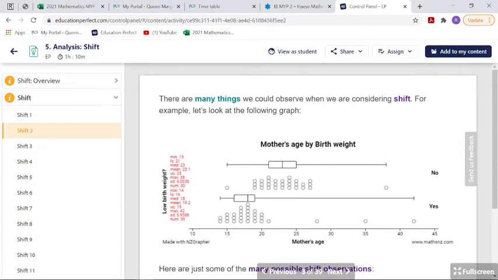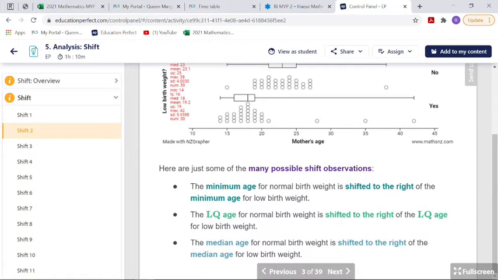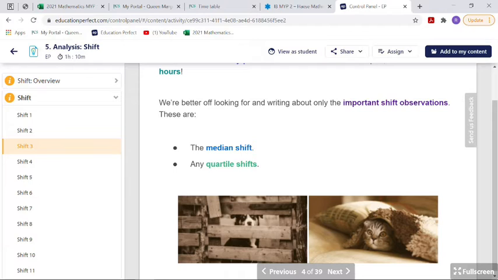All right, here we go. So there are lots of things you could talk about when you're talking about shift. You could talk about minimums, maximums, medians, interquartile range. You could talk about just about all kinds of things: minimums, maximums, lower quartiles, upper quartiles, etc. But there are some of these that make more sense when you're making a comparison in a paper. And those, of course, are the median and the quartiles, the interquartile range. So let's talk about those. These are the most important ones, the median shift and any quartile shifts.